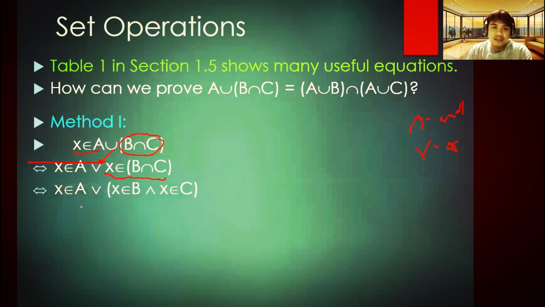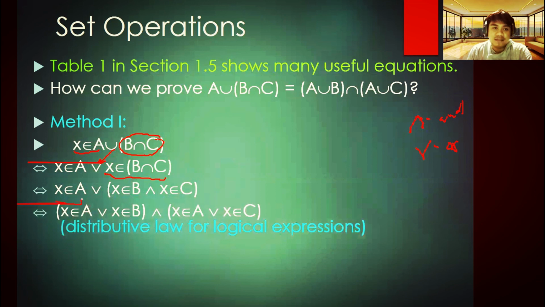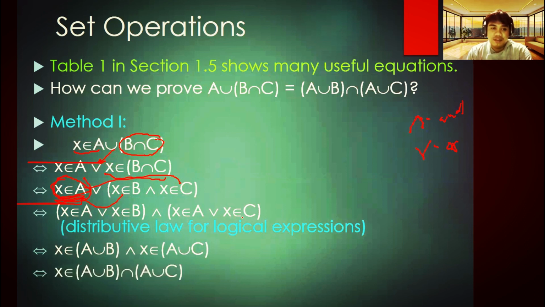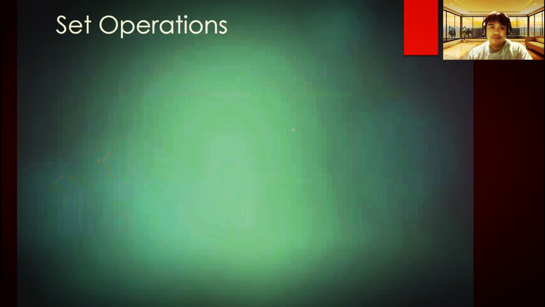And gagawin natin intersection. X is element of A, or X is element of B, and X is element of C. And then we're going to distribute yung X element of A. So distribute, so yung X is element of A, or X is element of B. Tapos ito ulit, punta dyan sa C. And X is element of A, or X is element of C. And then babalik na natin dyan sa union and intersection. So magiging X is element of A union B, and X is element of A union C. And we will have X is element of A union B intersection with A union C. So they are the same.